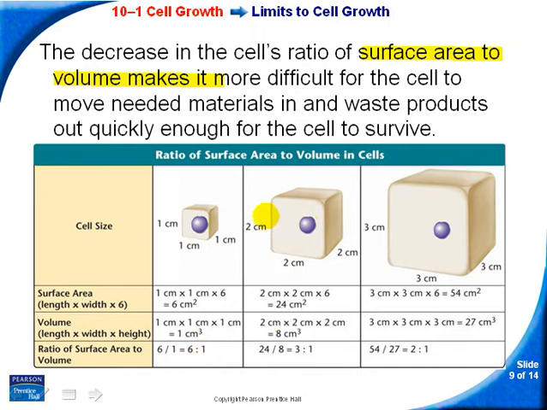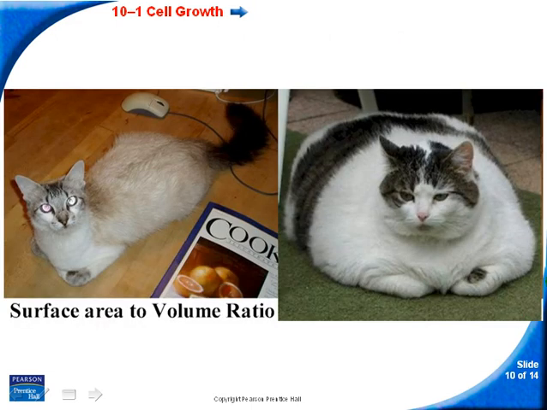Whereas if you double the dimensions of the cell, making it 2 by 2 by 2, now the surface area is 24, but the volume has now gone up to 8, and now your ratio is 3 to 1. So your surface area to volume ratio gets smaller and smaller, and that then presents the problem for the cell.